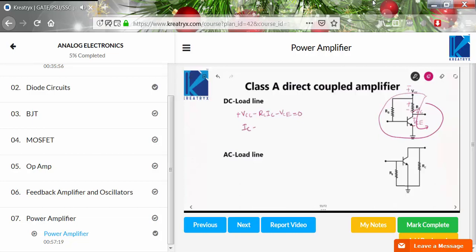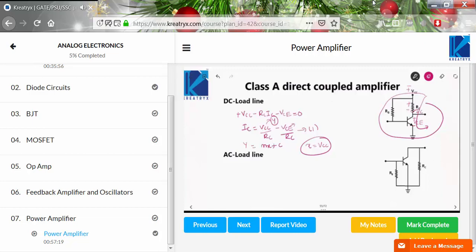From this, what about the IC here? Actually, IC is equal to VCC by RC minus VCE by RC. This is equation 1. I think this is compared with y equals mx plus c, right? Actually, this equation 1 represents the DC load line, right? It has a slope of how much? Minus 1 by RC. In this, what is the y-intercept actually? This is the y-intercept, and what is the x-intercept actually? The x-intercept is VCC.